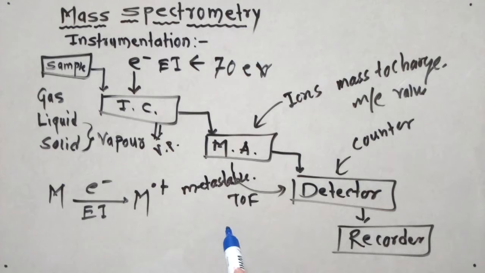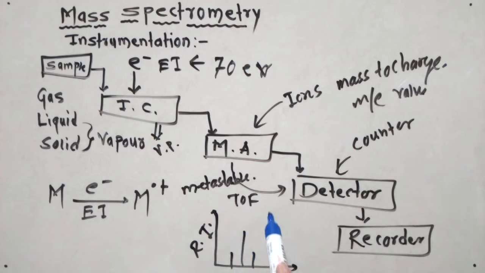So how the mass spectrum looks, we will see this. On the x-axis you will find the M by E values, and on the y-axis you will find intensity, or we can say relative intensity of the peaks. So peaks look simple in the case of a mass spectrum, right?